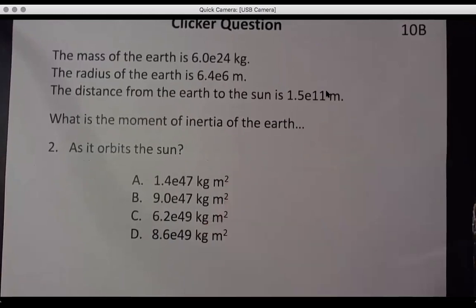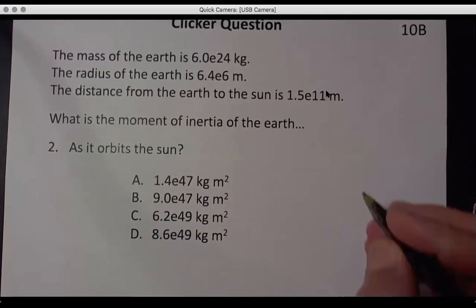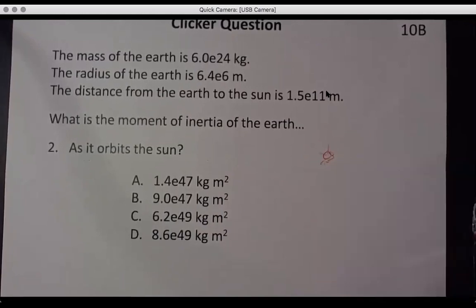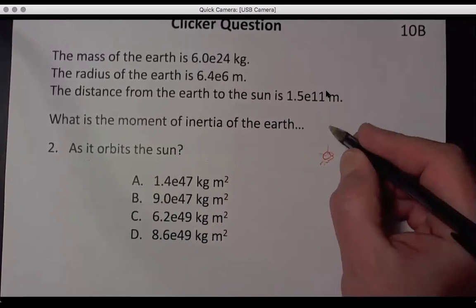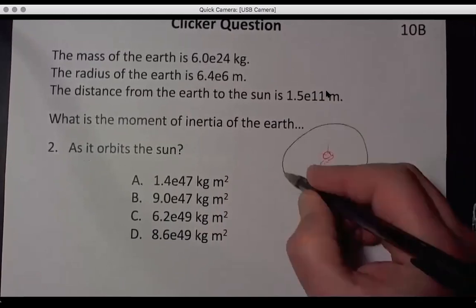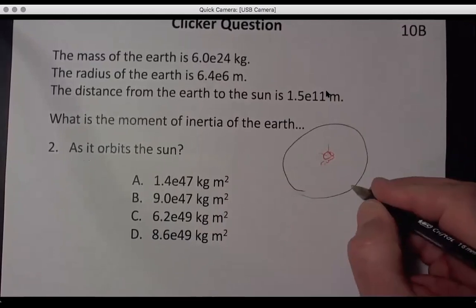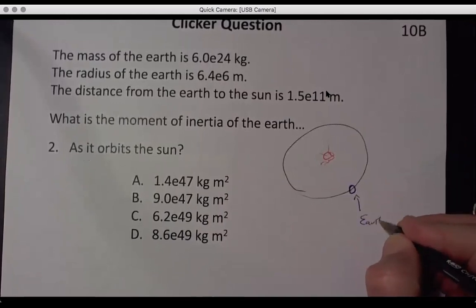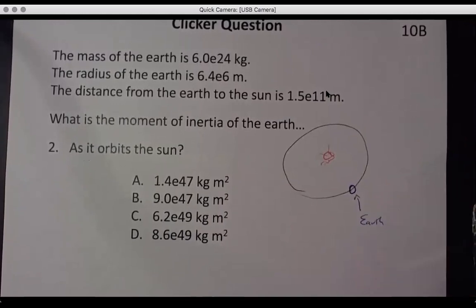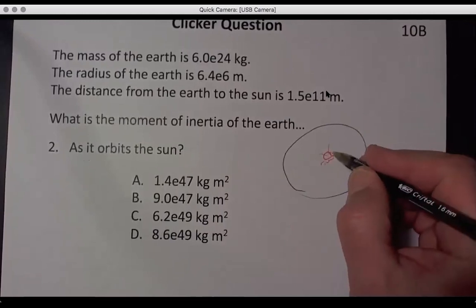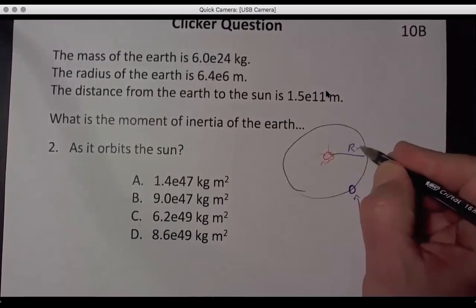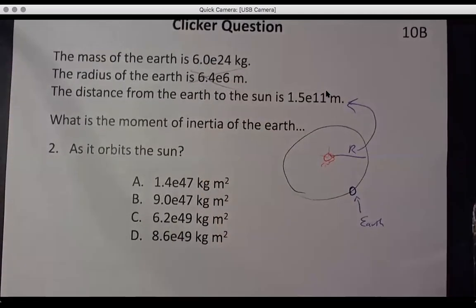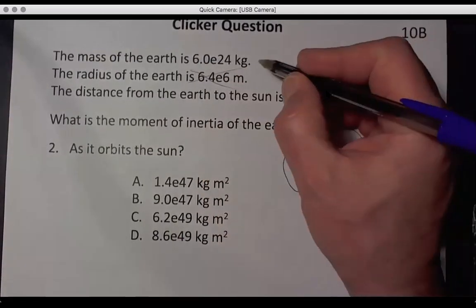Now we want the moment of inertia of the Earth as it orbits the sun, right? So here's the sun there, and here's a big circular orbit, and the little blue planet going around. So that's Earth. And this radius here is this one. So the radius of the Earth is irrelevant on this one. That's the mass of the Earth.